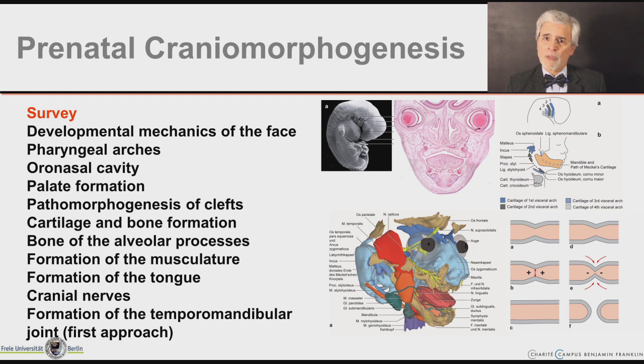And we will then talk about cartilage and bone formation, the dynamics of the alveolar process bone, and the formation of the muscles and the tongue. And the cranial nerves must not be missing. And finally, we just touch the formation of the temporomandibular joint as an attachment joint. Details about that process will be covered in depth in another special lecture on the temporomandibular joint.